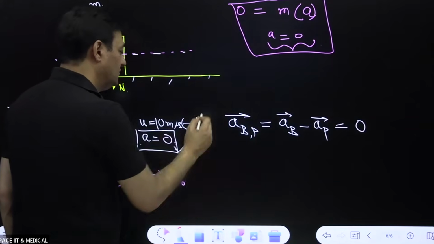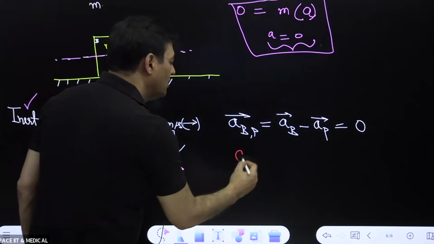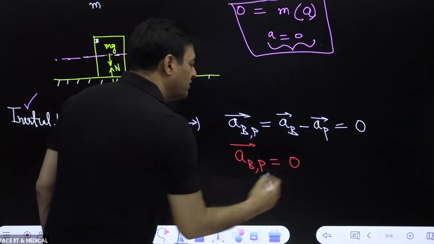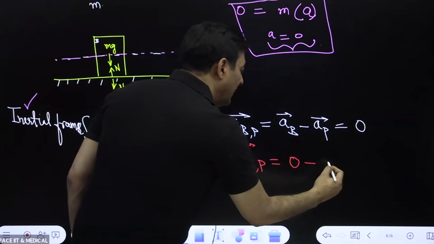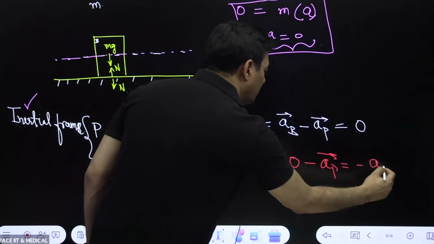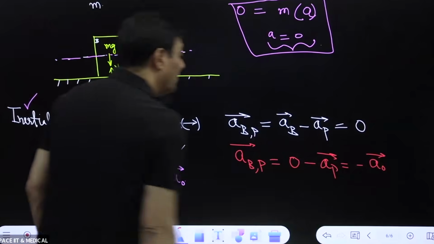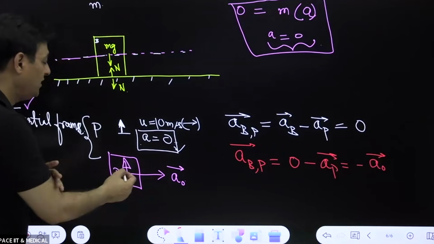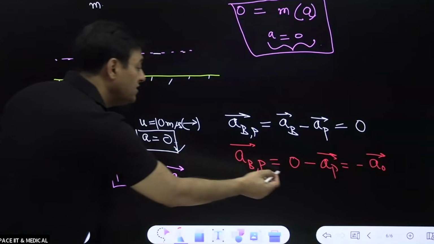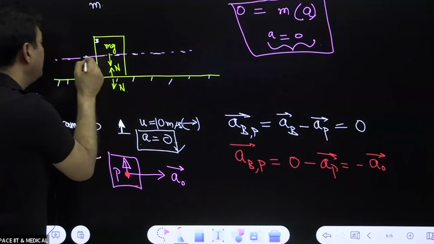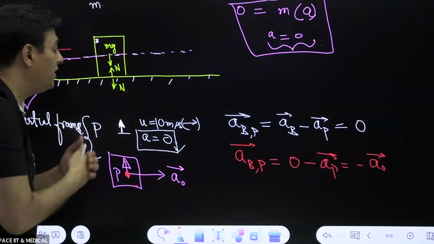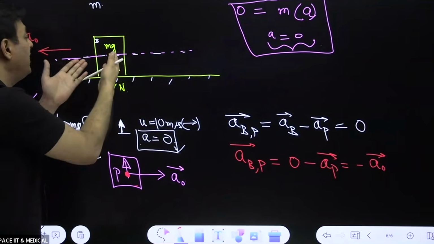Minus a naught. Yes. Acceleration of block as observed by Praveen will be acceleration of block, which is 0, minus acceleration of Praveen, and that is minus a naught. Praveen, the observer sitting inside the accelerating car, is observing some acceleration for this block, and he feels this block has an acceleration a naught in this direction. But can you give any explanation to Praveen? Why is it having acceleration?